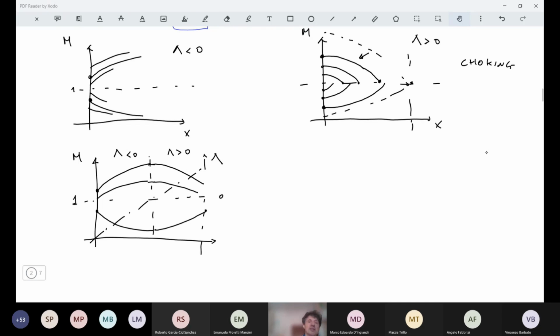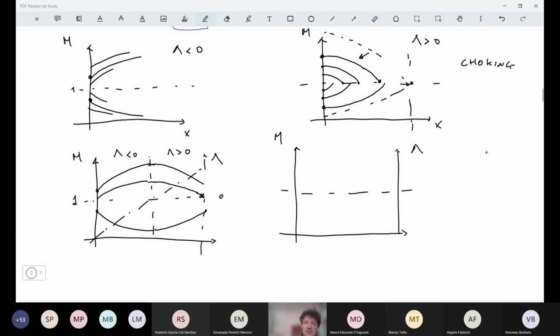So nothing special, except that you have to keep in mind that once we reach the condition with lambda positive, you can be, let's say, in conditions that can lead, for instance here, to choking.